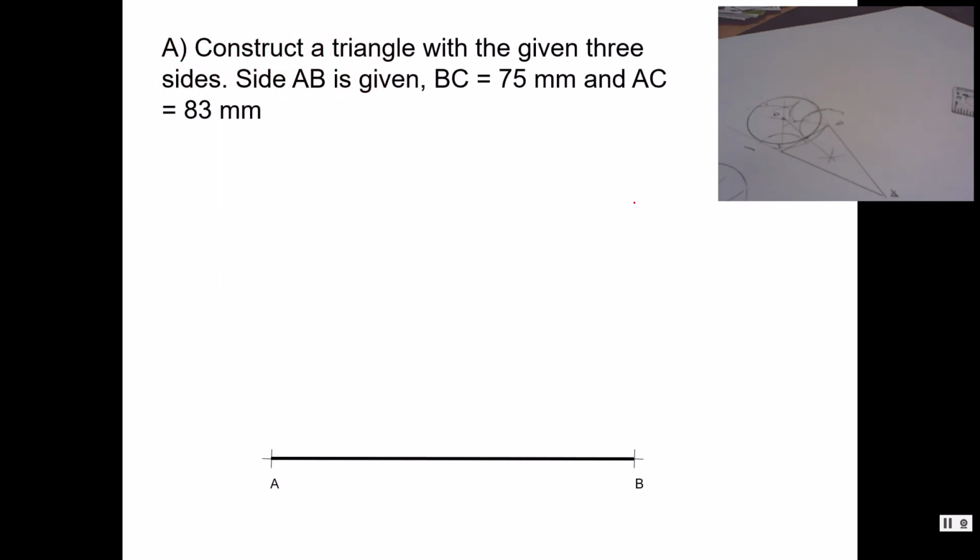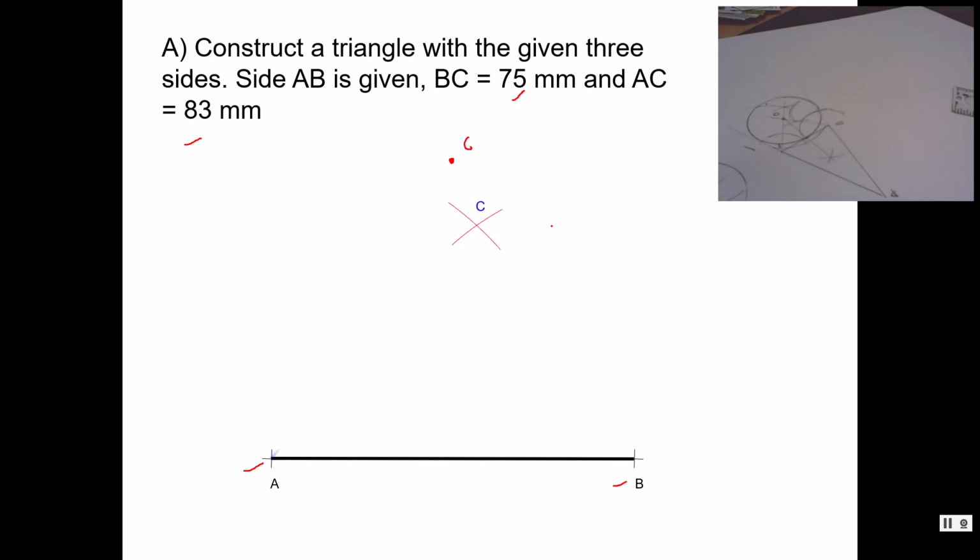Okay, so the instruction: construct a triangle with the given three sides. Side AB is given. We're going to have a point C around here, in which BC should be 75 mm and AC should be 83 mm. So how to do it?